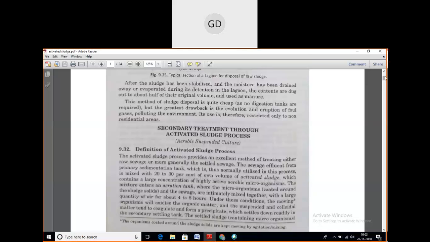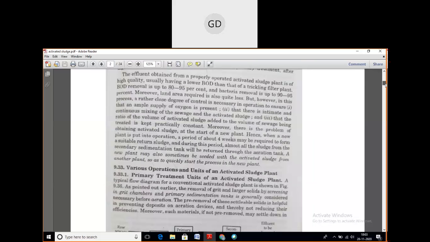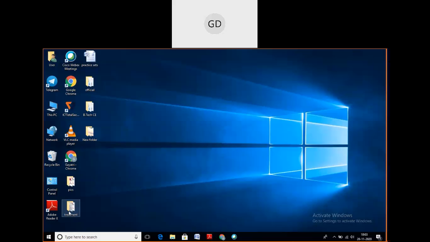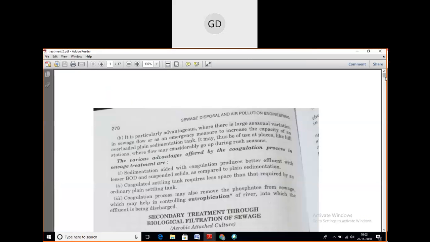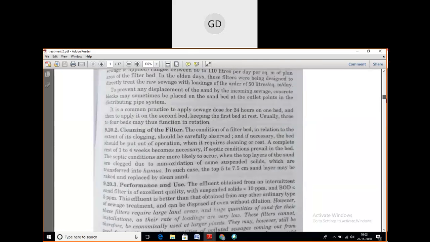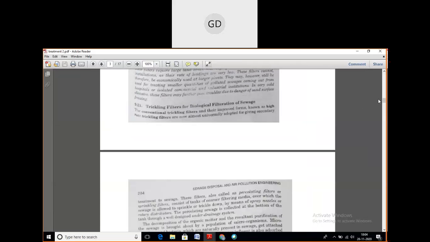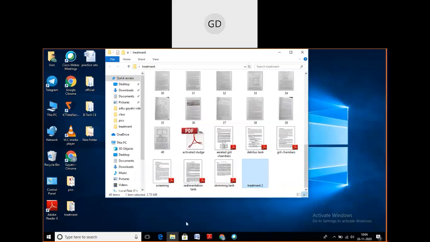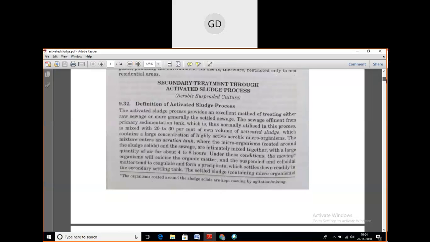Okay, so last class we have completed your trickling filters, right? So today, after your trickling filter, we have the activated sludge process. Today we will discuss this.